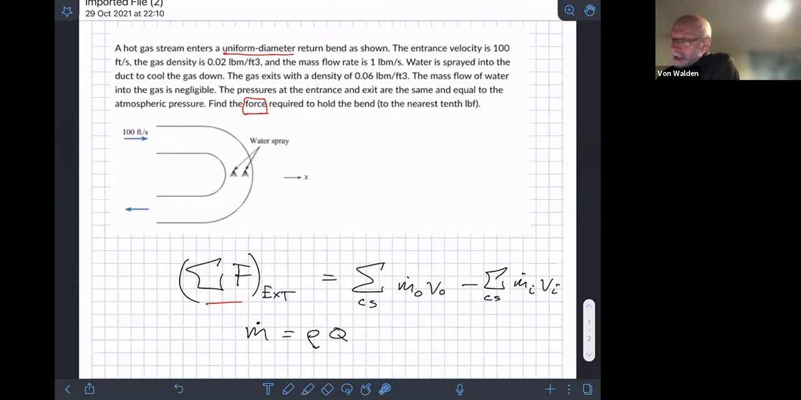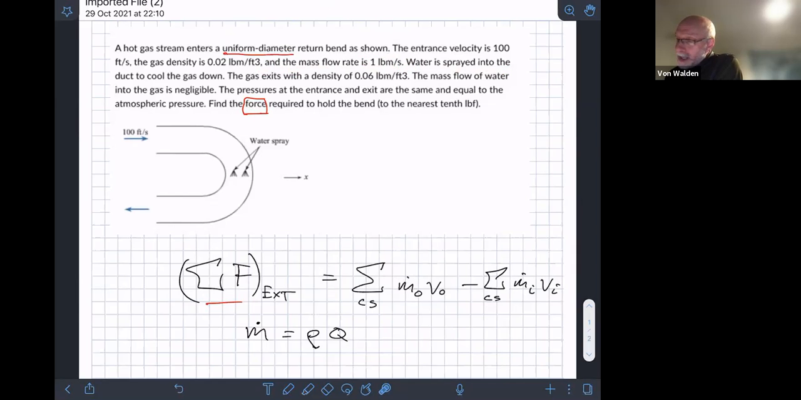So the entrance velocity is 100 feet per second. The gas density as it enters here is 0.02 pound force per cubic foot. We're going to convert this again to slugs per cubic foot to use traditional units. And the mass flow rate is 1 lbm per second.